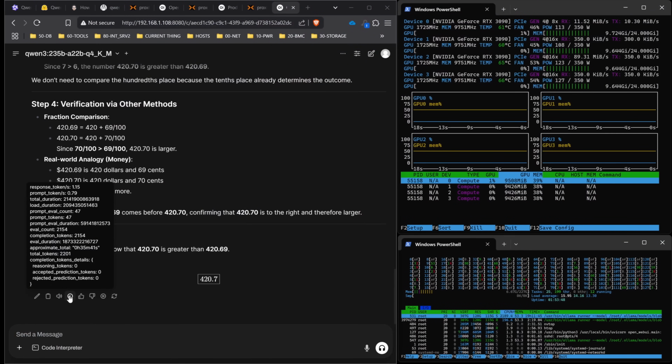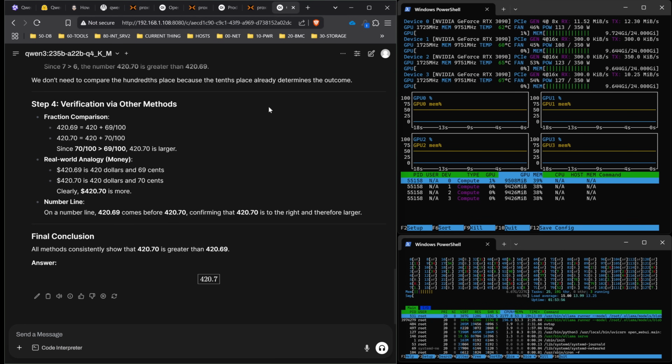All right, so we see that the answer finally came in. 420.7 is larger. And that was at 1.15 tokens per second on response. Prompt tokens 0.79. And that took 35 minutes for it to come up with that. Ouch. Ouch.